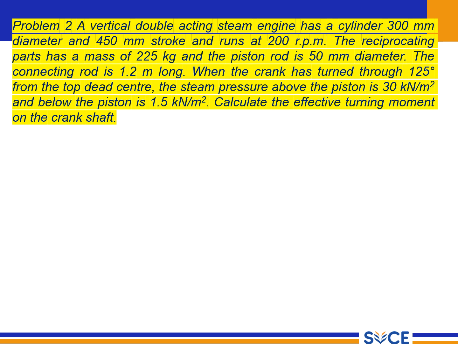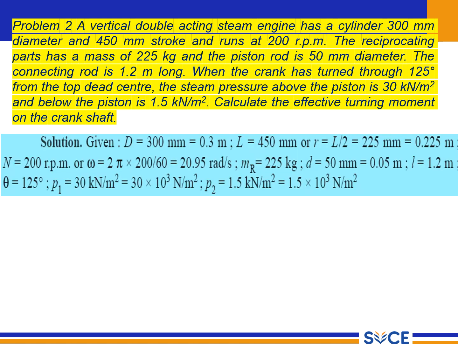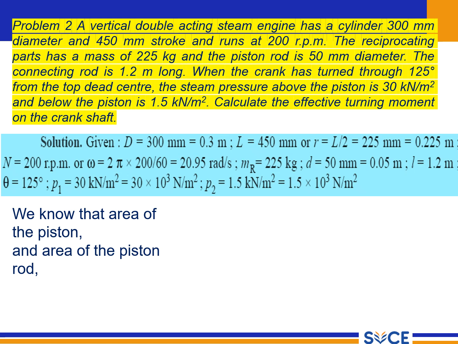So in this video, we are going to see the very first problem, that is a vertical double acting steam engine. The cylinder diameter is 300 mm, and the stroke length is 450 mm. That is converted into the radius L by 2, so the radius of the crank is 0.225 meter, running at 200 rpm. You can calculate omega as 2 pi N by 60. The reciprocating parts mass is given as 225 kg. The piston rod is 50 mm diameter, small d. The connecting rod length is 1.2 meter.